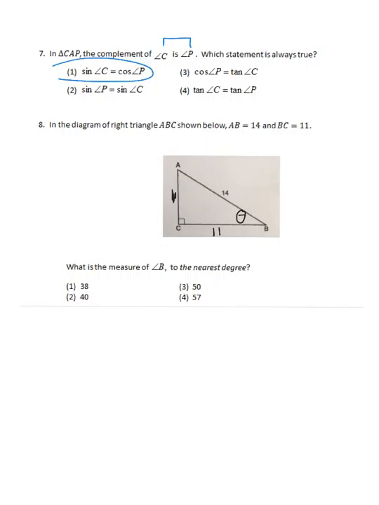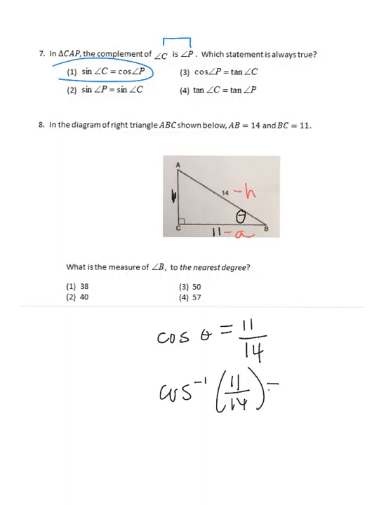Given those two sides, I need to set up a ratio along with a trig function. So for angle B, I have its adjacent side and the hypotenuse, so that means I'm using cosine. Cosine of theta is equal to adjacent 11 over the hypotenuse of 14. Since I'm looking for an angle measure, I need to use its inverse function. That's anytime you're looking for an angle measure. And then I will have my theta. And that's 38 degrees.